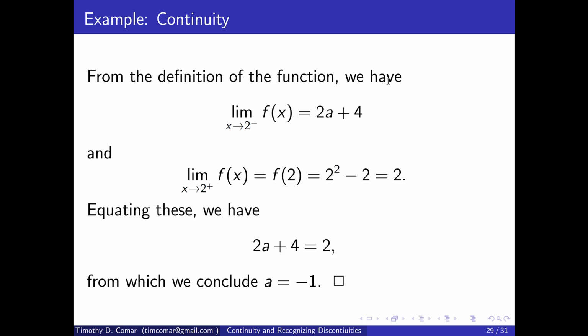Well, from the definition of the function there, coming from values less than 2, the limit is simply going to be 2a plus 4. And the right-hand limit, which is actually going to equal the function value here, because remember that other definition was for x greater than or equal to 2, is simply going to be 2 squared minus 2, or just 2 over here. Equating these, we have 2a plus 4 equals 2, from which we conclude a equals negative 1.